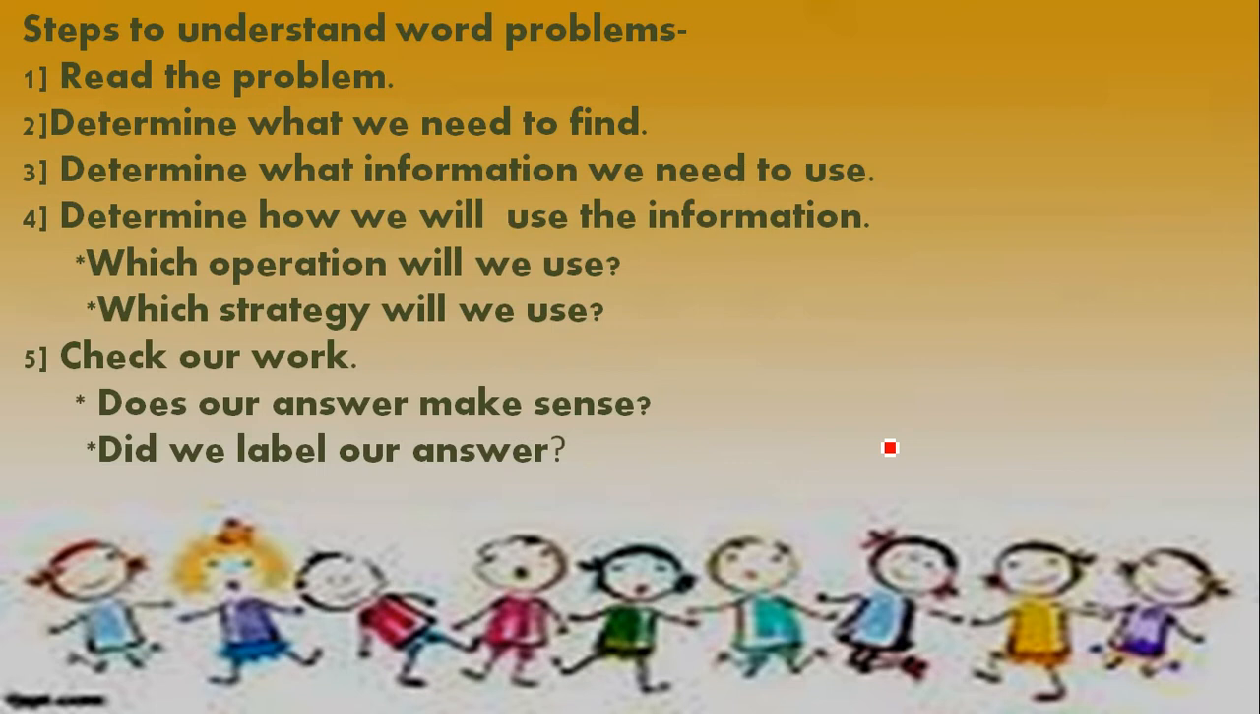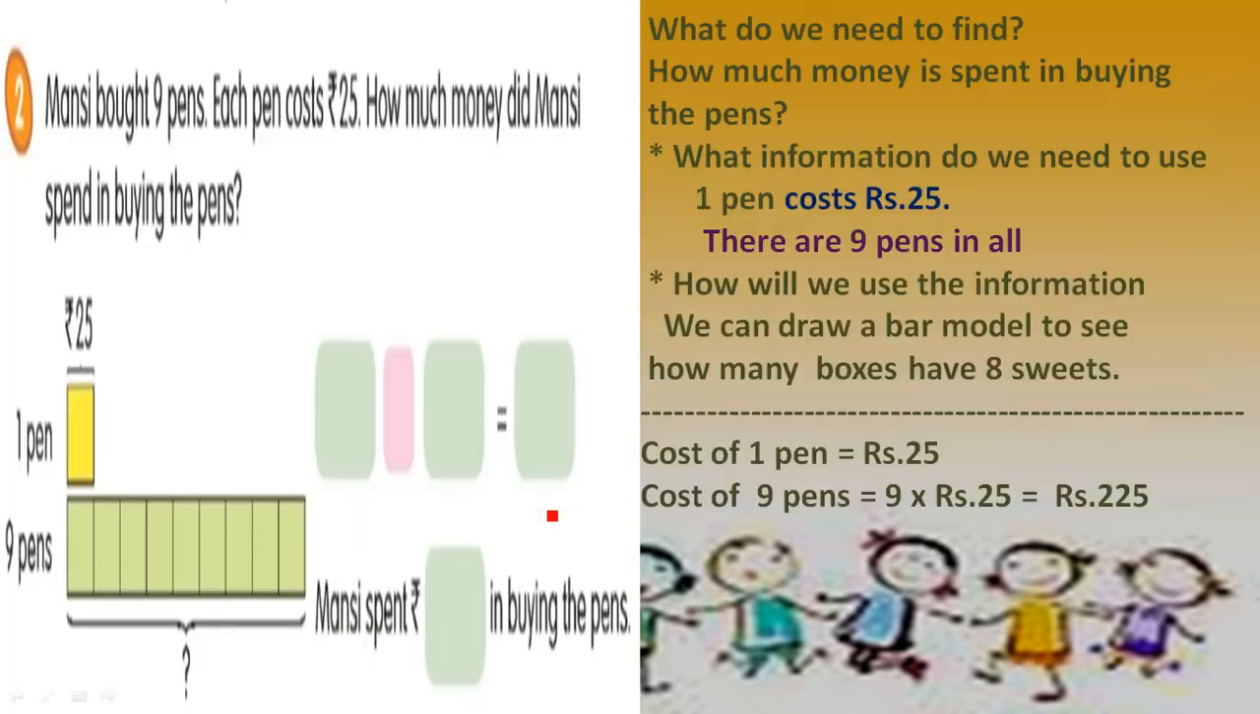So what are the steps to understand word problems? First step is read the problem. Second, determine what we need to find. Third, determine what information we need to use. Determine how we will use the information, basically which operation we are going to use. Which strategy will we use? And then the last is check our work. Does our answer make sense? Did we label our answer?